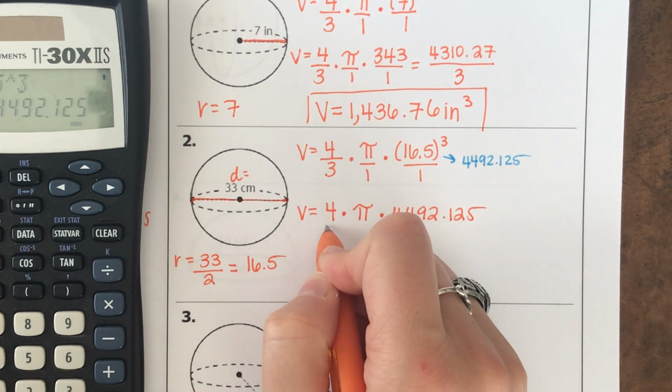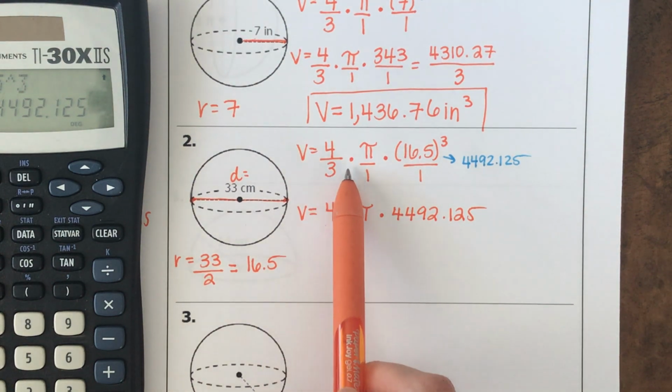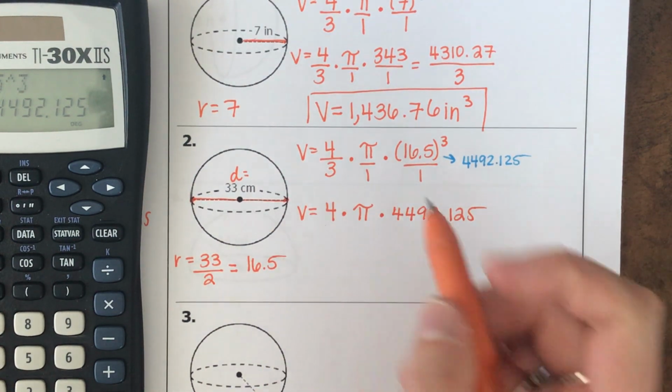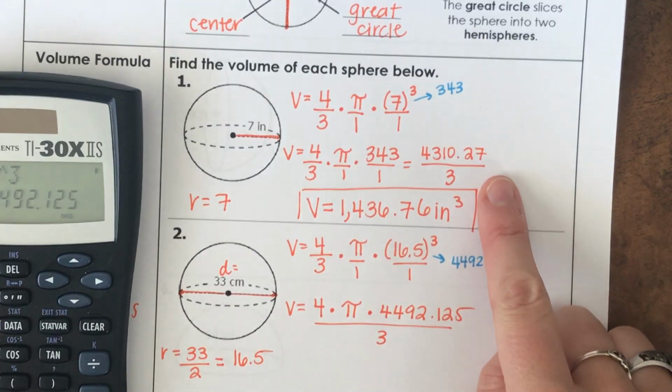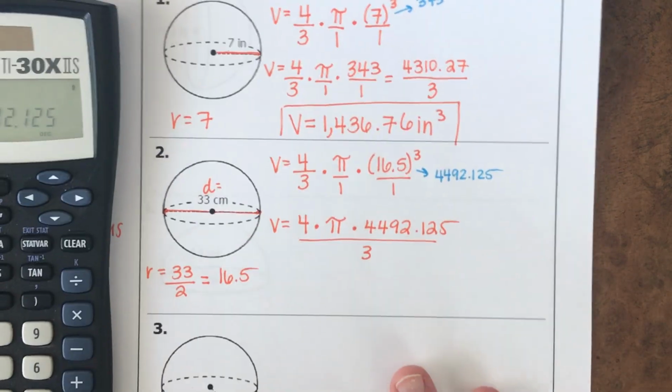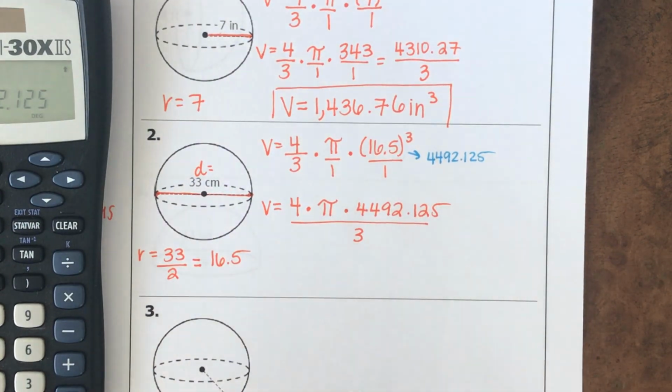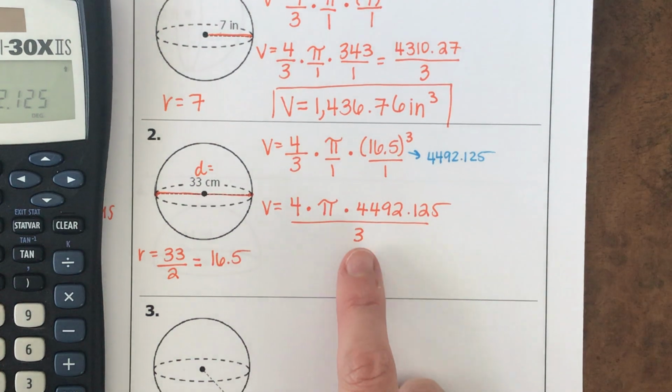All right, so now knowing that, I'm going to multiply 4 times pi times 4492.125, and then essentially I'm going to divide it by 3 times 1 times 1, so I'm really just dividing this whole thing by 3. It's another way to write the same thing, right? This is exactly the same as this. I'm just rewriting it a different way. So you can do whichever way makes you happy. I kind of like this way more, and I might start doing it this way.